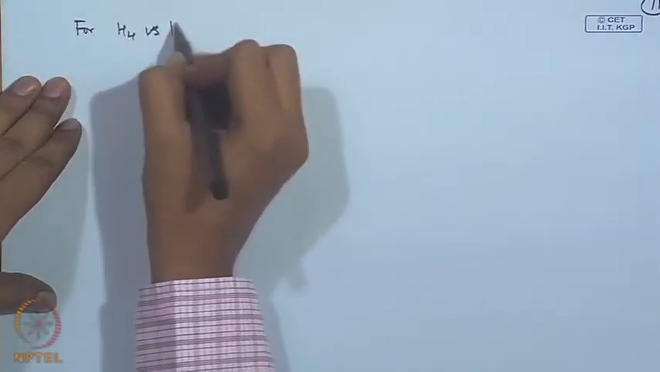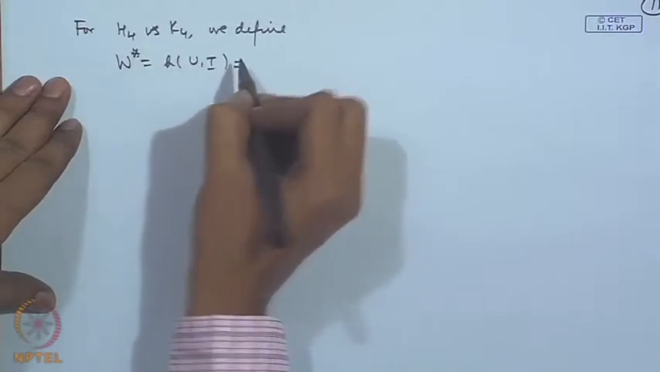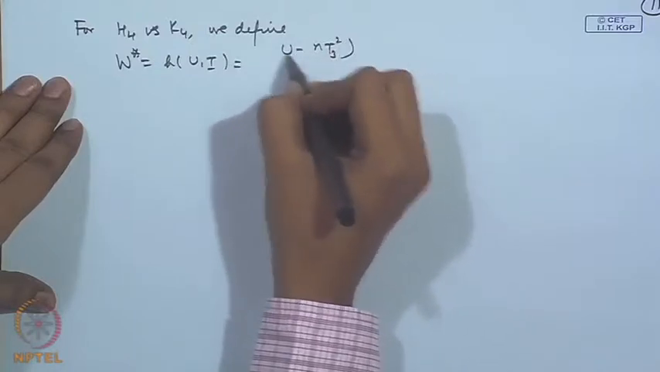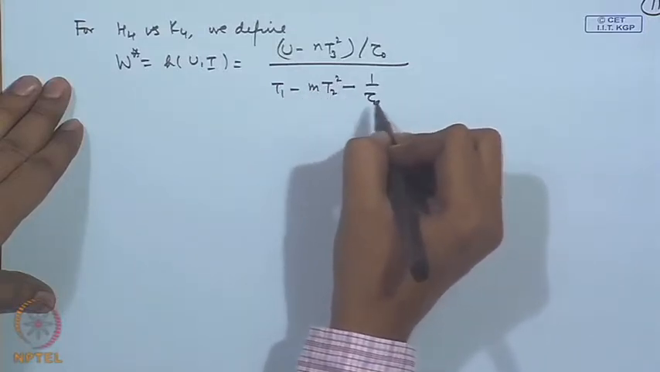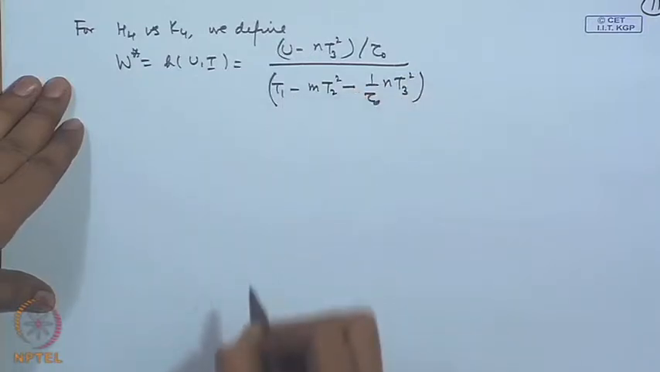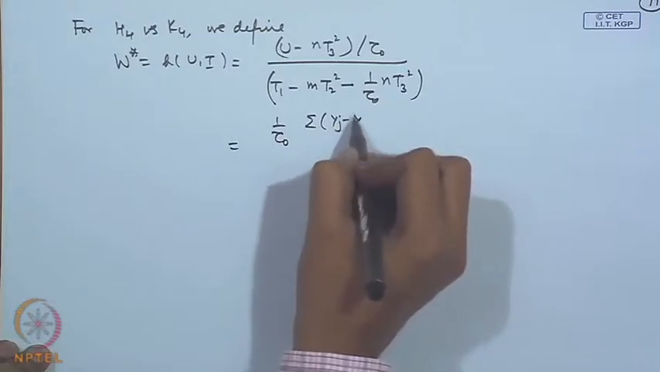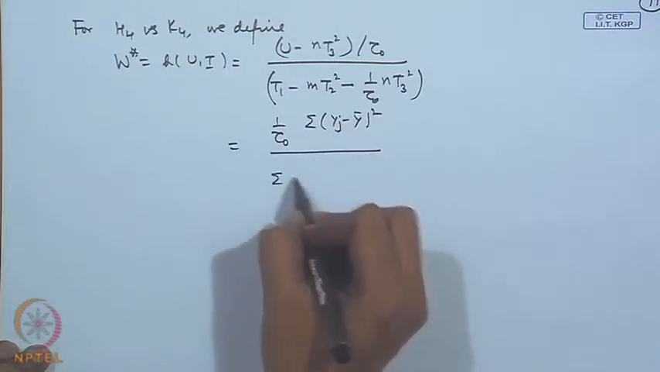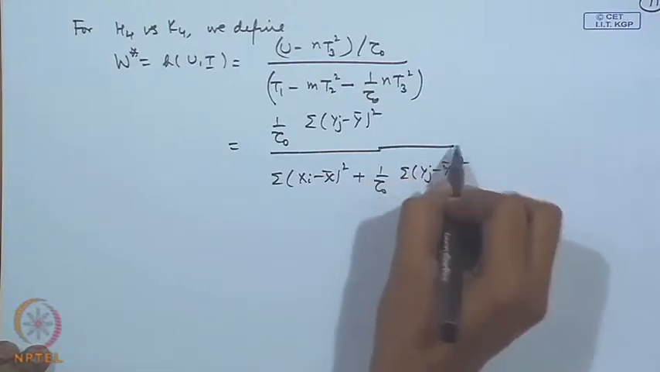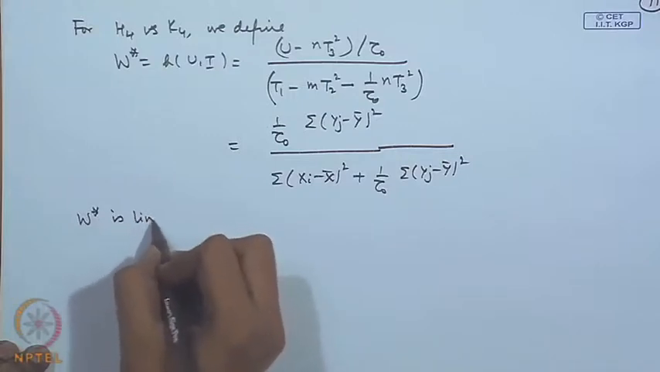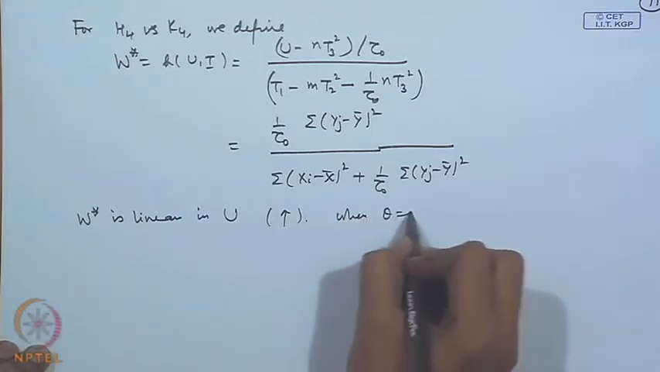For H4 versus K4, we define W star equal to H u t, that is equal to u minus n T3 square divided by tau naught, divided by T1 minus m T2 square minus 1 by tau naught n T3 square, that is equal to 1 by tau naught sigma yj minus y bar square divided by sigma xi minus x bar square plus 1 by tau naught sigma yj minus y bar square. Now, W star is linear in u, and of course, it is increasing when theta is equal to 0.